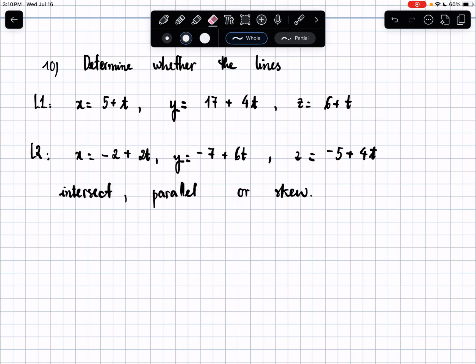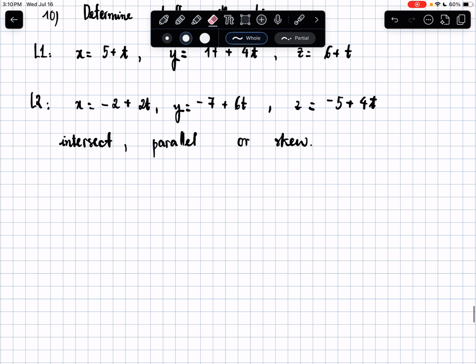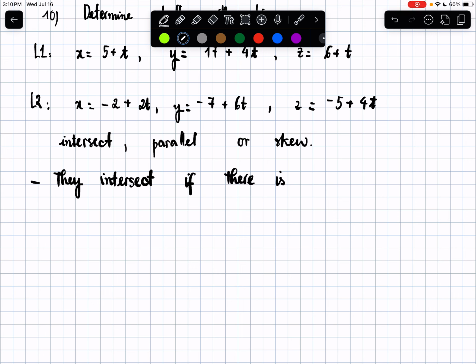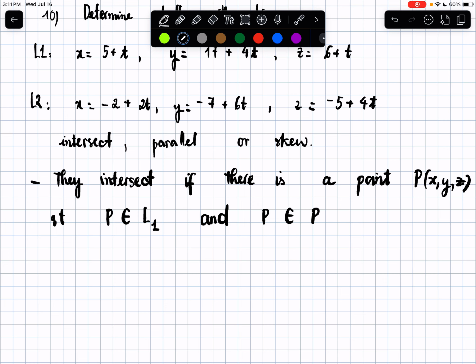Determine whether the lines L1 and L2 intersect, are parallel, or skew. So they intersect if there is a point P of coordinate x, y, z such that P is on L1 and P is on L2. That's the definition. So they intersect if there is such a point P. Here's L1 and here's L2.